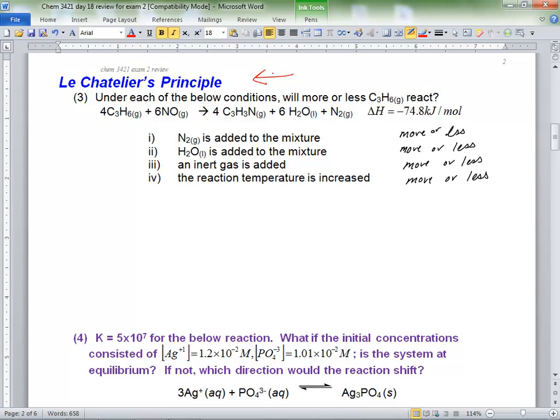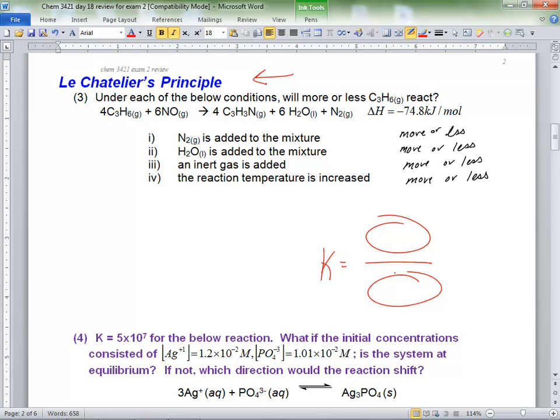Think of it this way. K is products over reactants, right? K is products over reactants. So we made the products way too big. So this thing has to respond by making reactants larger, products smaller. So you have to generate C3H6. So C3H6 is not reacting. C3H6 is forming to get back to equilibrium because we have way too much nitrogen in the system, way too much product.